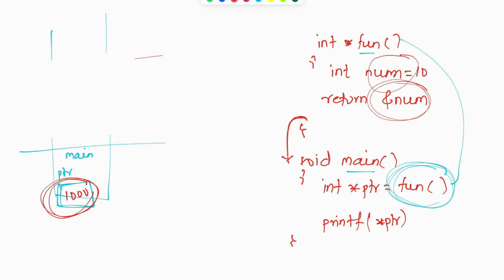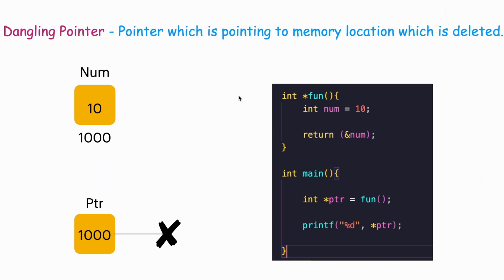But the pointer is holding the address 1000. Whose address is this? We don't know. And this is what we call a dangling pointer, it stores an address which is deleted. It stores a memory location which is deleted. So it contains 1000, but whose address is this? We don't know. This is called a dangling pointer.